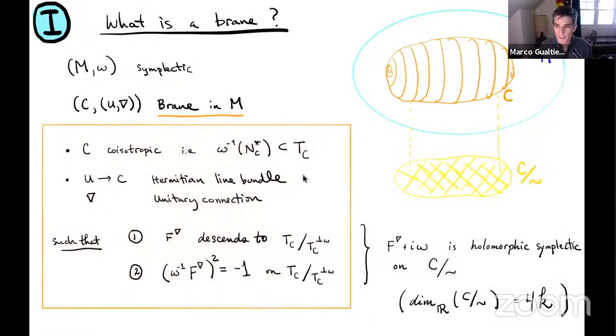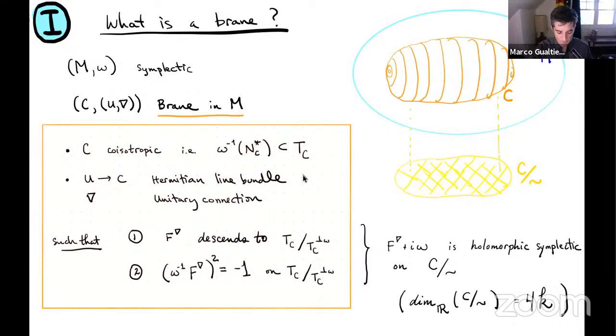Okay, so what is a brane? Branes exist for any generalized complex structure, but I'm going to explain the case of the symplectic structure. That's the most important case. So if you have a symplectic manifold, (M, omega), the brane will be a coisotropic submanifold, which just means that the Poisson structure takes the conormal into the tangent. We all know what a coisotropic is anyway.